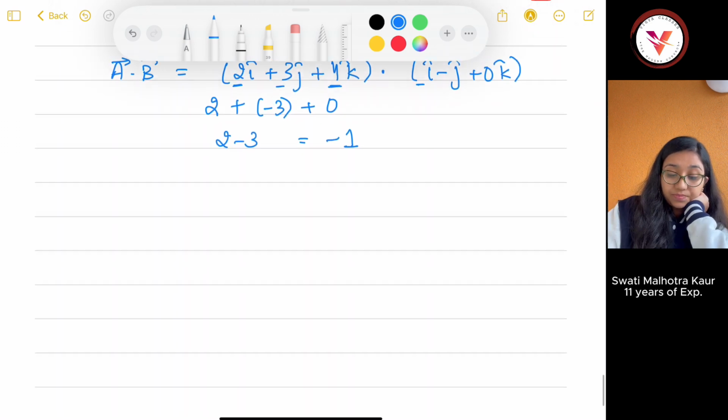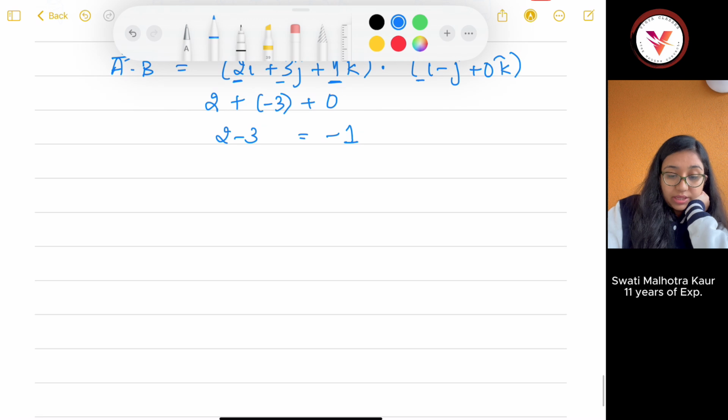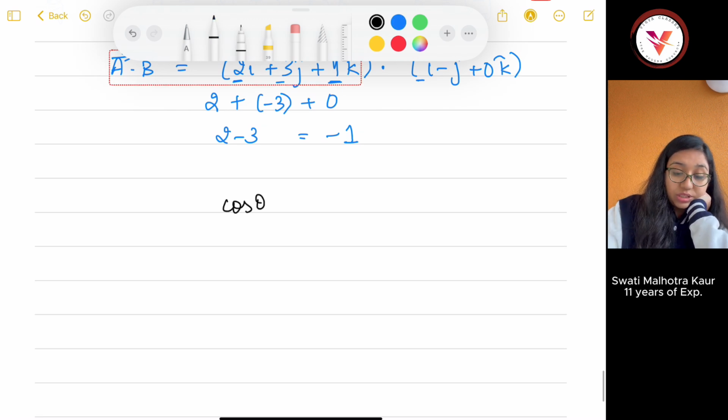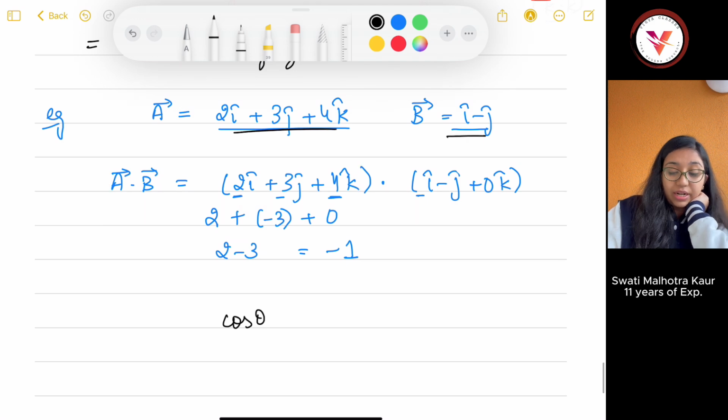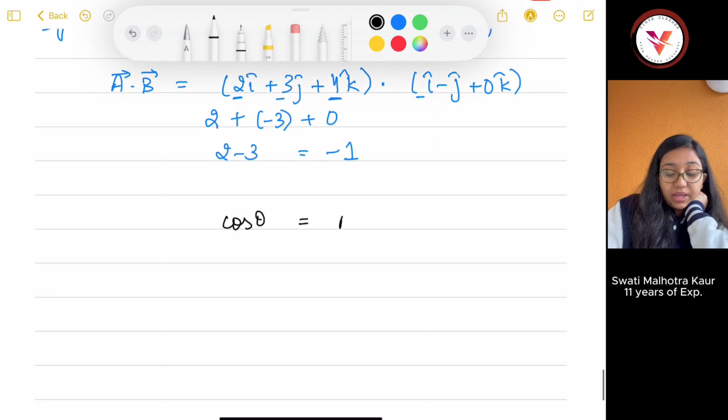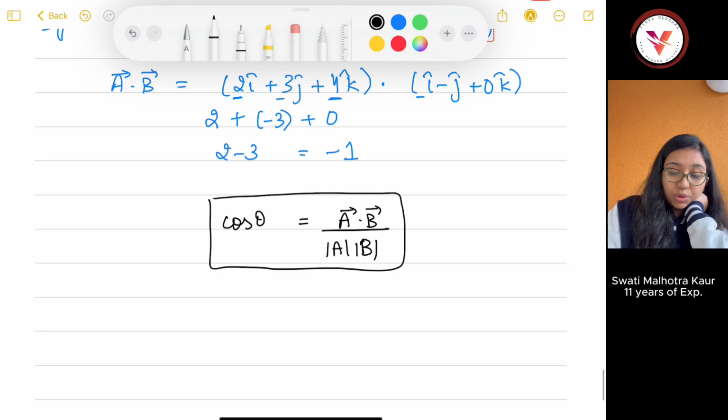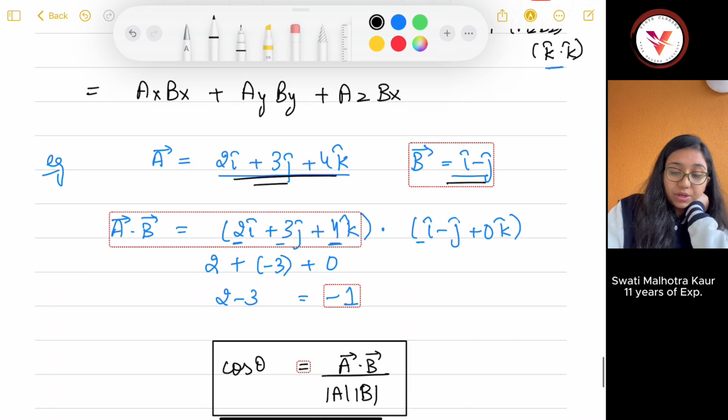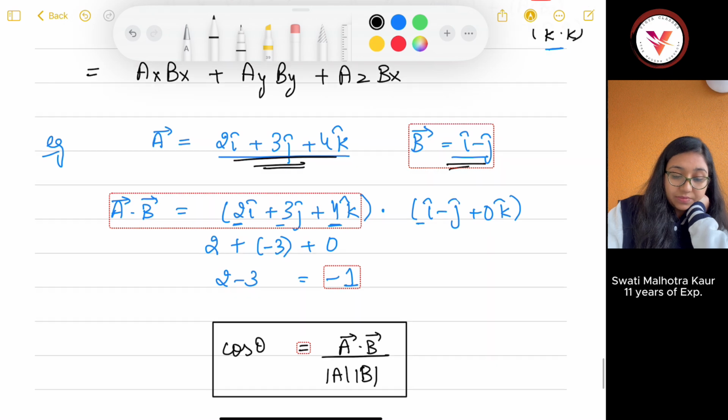Now, in this case, if you want to calculate cos theta, the angle between these, and you are given only these two vectors, it is simply A dot B divided by its magnitude. So you have to calculate the magnitudes and divide minus 1 by that.